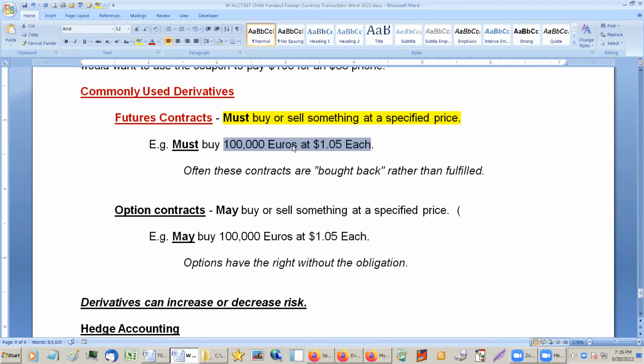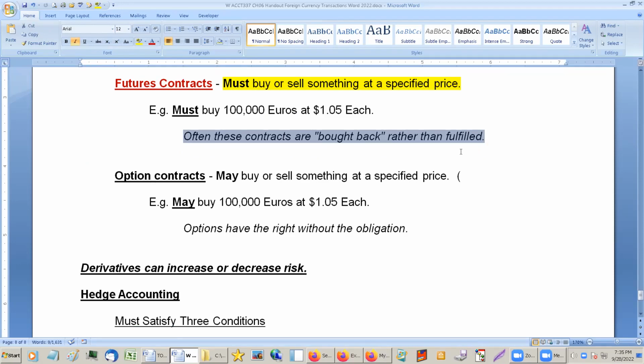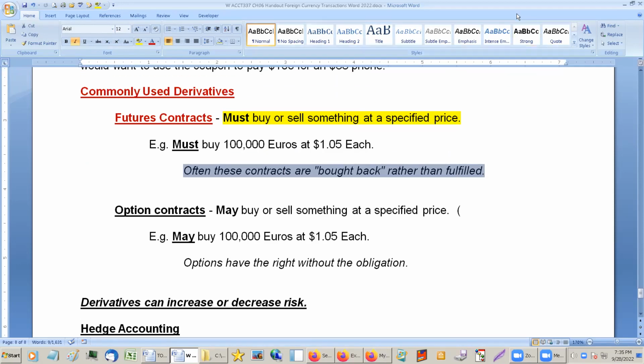Now, the euros might be worth $103 each. They might be worth $110 each. But this contract says you must buy them at 105. These contracts are often bought back rather than fulfilled, especially for things like corn. People invest in corn futures, and they may buy 300 million bushels of corn, and they don't want the corn. They're just dealing in the derivatives.